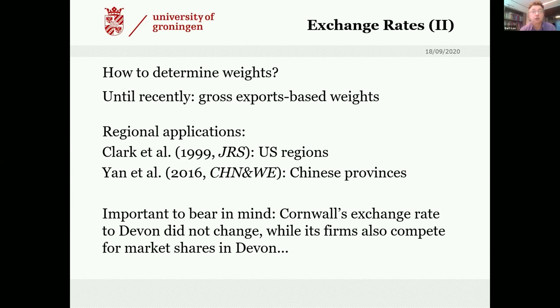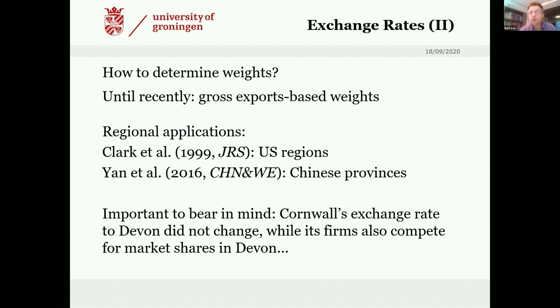So in Journal of Regional Science in 1999, Clark et al. studied competitiveness, and it should be stressed that this relates to price competitiveness for US regions. And much more recently, there was a paper in China and World Economy in which a similar analysis was done for Chinese provinces. And as far as I am aware, these are the only papers that address regional competitiveness using these real effective exchange rates.